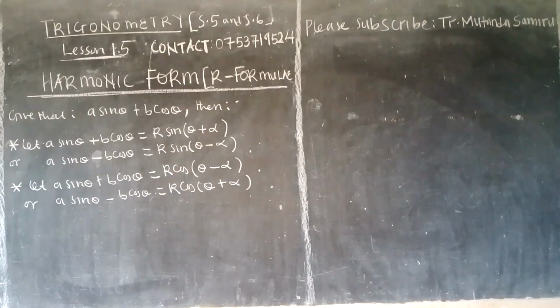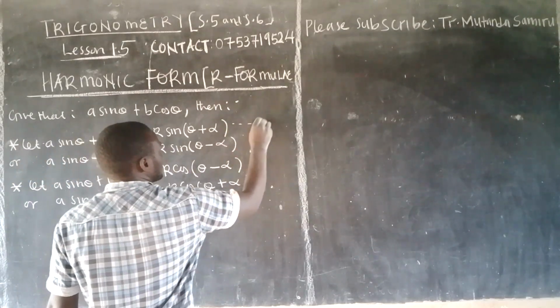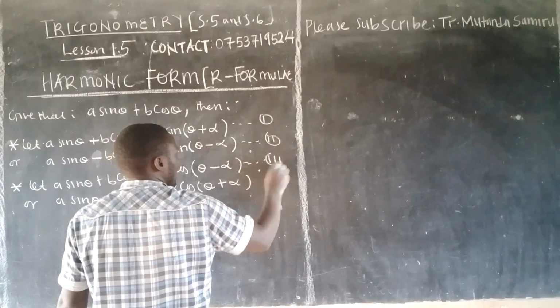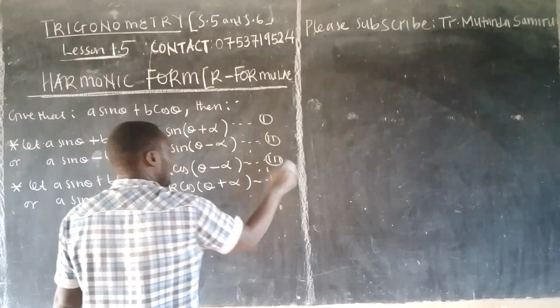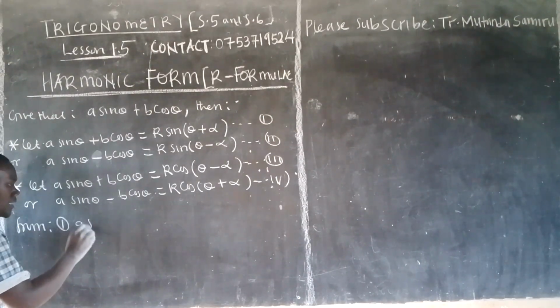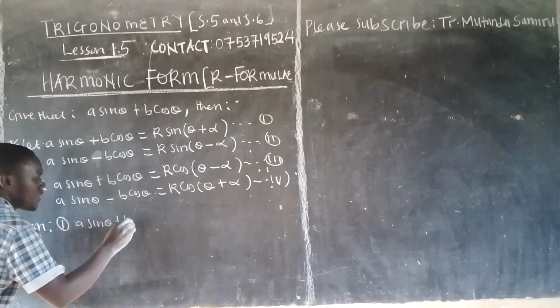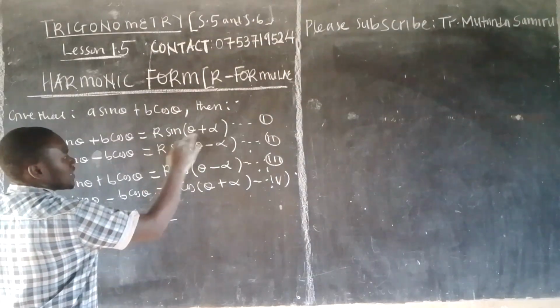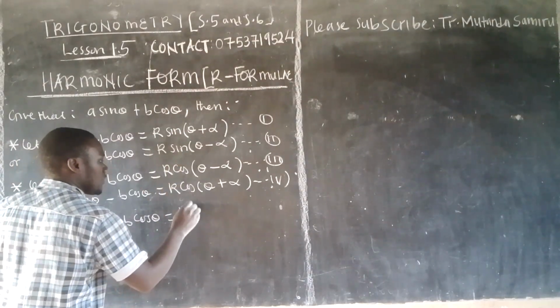Now, in this, what do we really need? You must get the value of R. These are 4 equations: there is equation 1, equation 2, equation 3, equation 4. Now, let me use equation 1, to show you what we do. From equation 1, you come and say A sine theta plus B cos theta is equal to R into bracket.